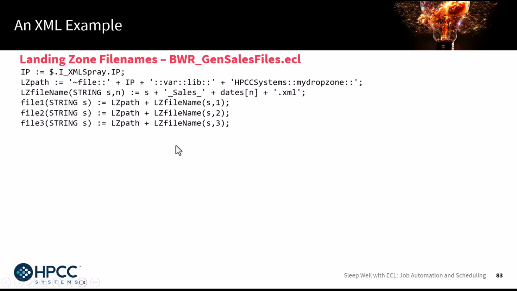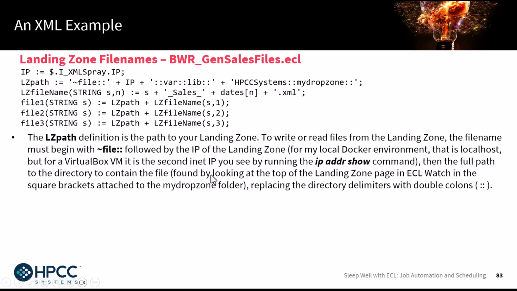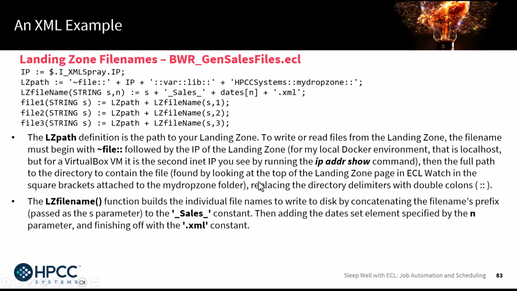So here is our concatenation of our landing zone. To read and write, we just simply begin with the tilde file: that's the magic behind it, followed by the IP of your landing zone, and then any folder that you want to throw it into. I put it into a folder because my training landing zone had several hundred files that I never would have been able to show you the demo cleanly without a nice subfolder in the landing zone. All right, and then the LZ file name function builds the individual file names, as I just discussed, adding the date element into it and then appending an XML extension.